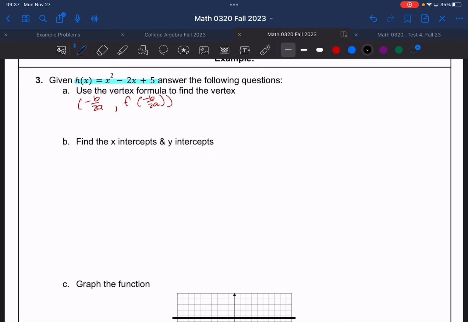So first we just find that negative b over 2a, and we're using that equation h of x. So negative b over 2a is equal to negative b, our b value is negative 2, so I'm going to write a positive 2, and then 2 times a. What's our a value in this problem? 1, so 2 times 1. So I have 2 over 2, which is 1. This 1 is our h value.